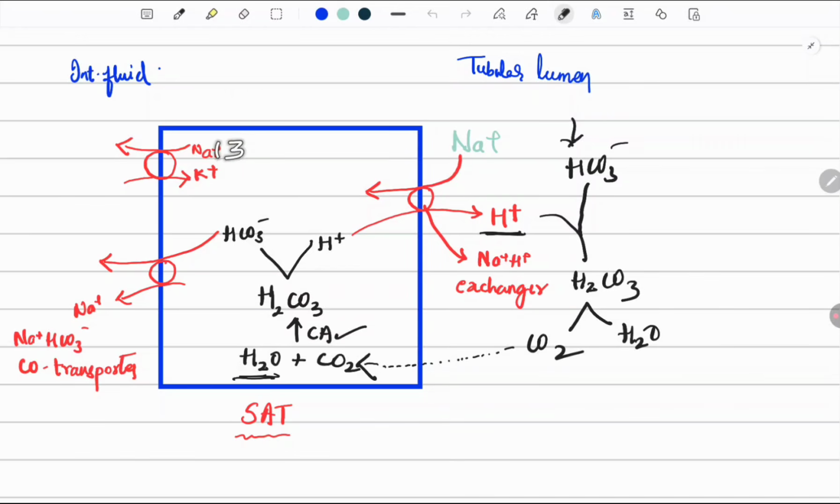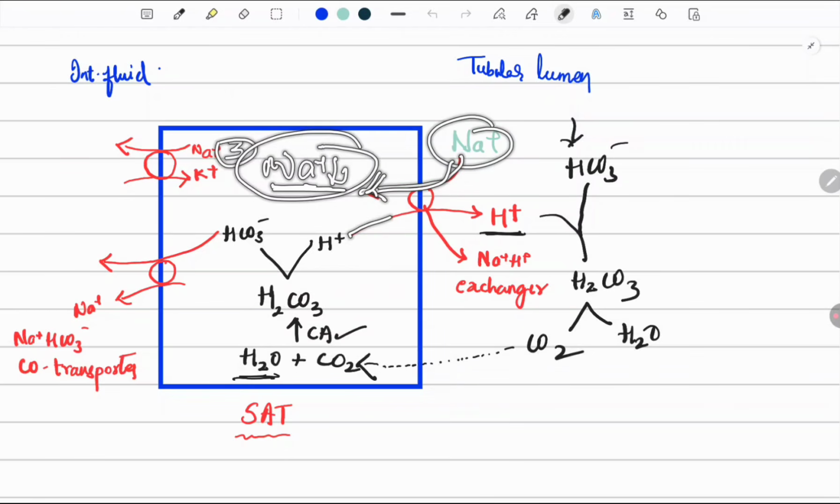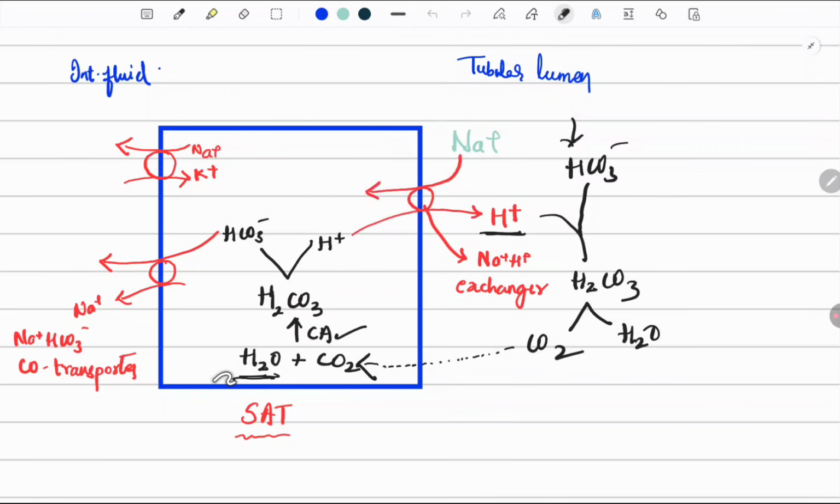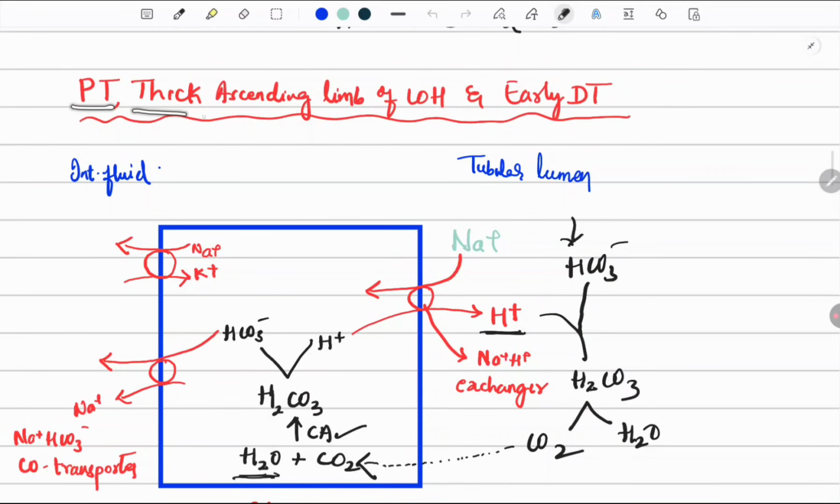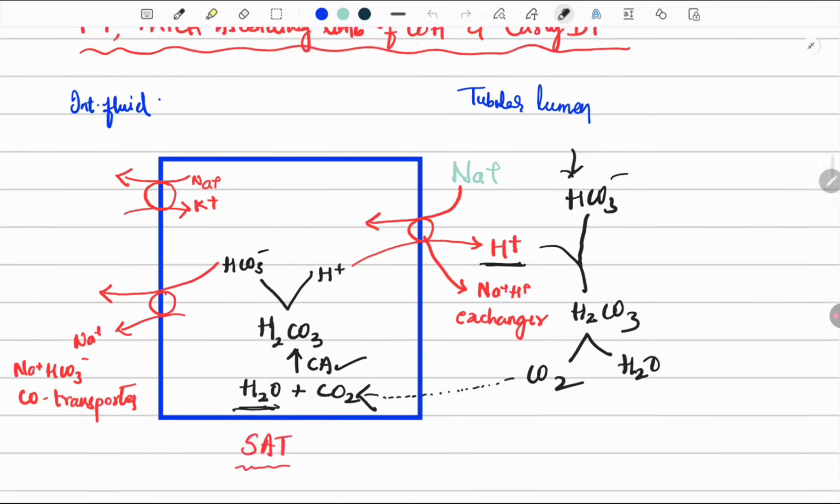So when this pumps 3 sodium outside, what is happening to the sodium concentration inside? It is decreasing. This is creating a gradient because of which the sodium is entering inside, and in exchange for sodium, the hydrogen ion is going outside. So this is how hydrogen ions are secreted in these parts: the proximal tubule, the thick ascending limb of loop of Henle, and the early distal tubule.